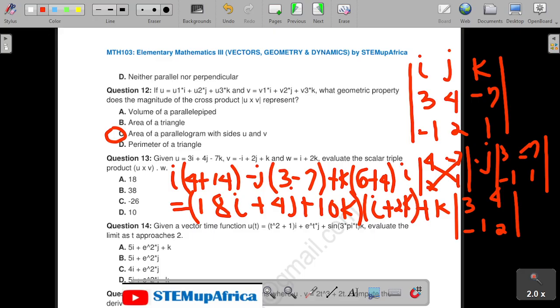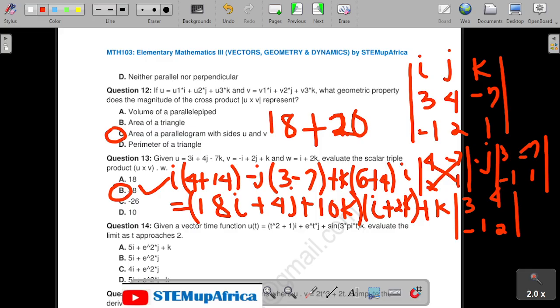So i to i, k to k, we don't have j. The j there is 0j, and 0 times anything is 0. So we're having 18 for i to i, plus 10 for j to j, plus 20. I mean 10 times 2 is 20. So having 18 plus 20, the answer is simply 38.